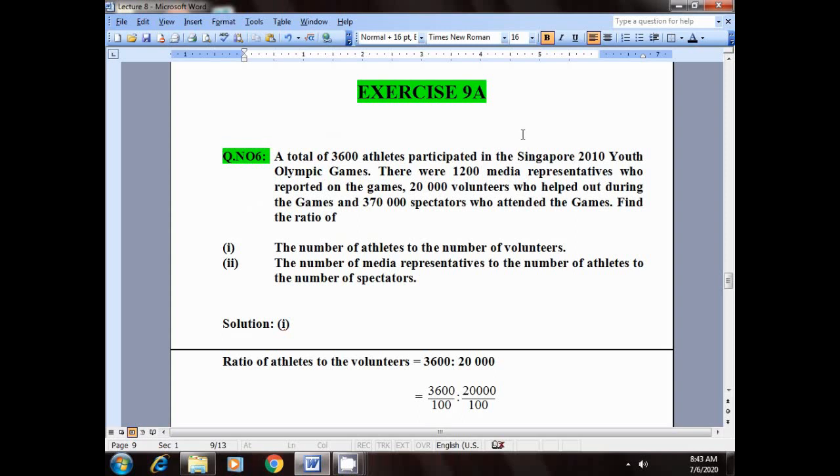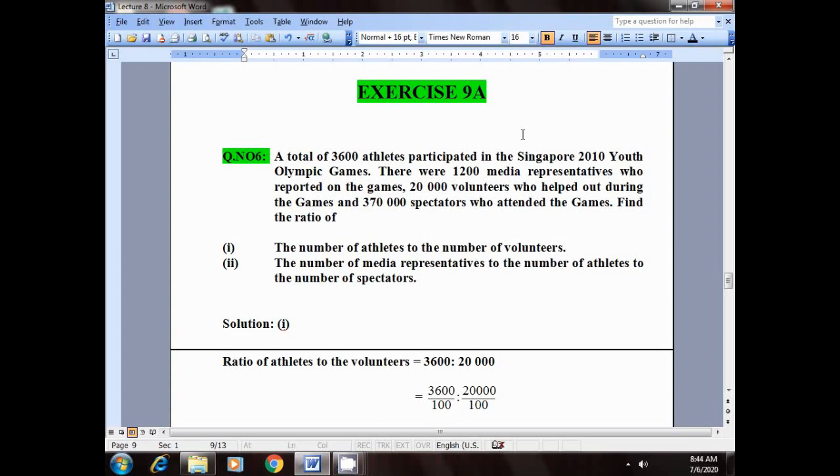Exercise 9A, question number 6. A total of 3,600 athletes participated in the Singapore 2010 Youth Olympic Games. There were 1,200 media representatives who reported on the games, 20,000 volunteers who helped out during the games, and 3,70,000 spectators who attended the games.